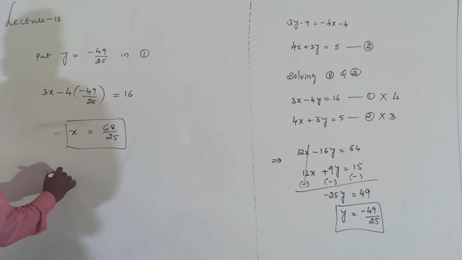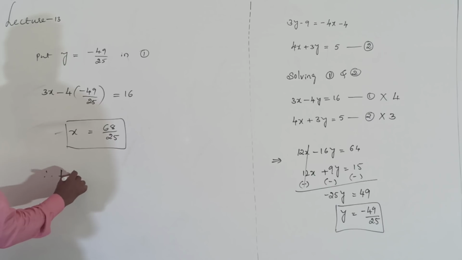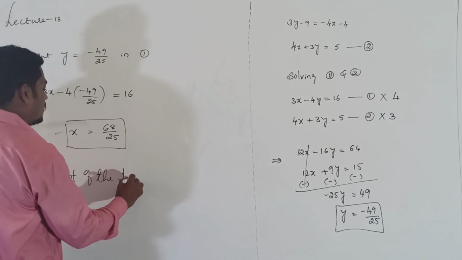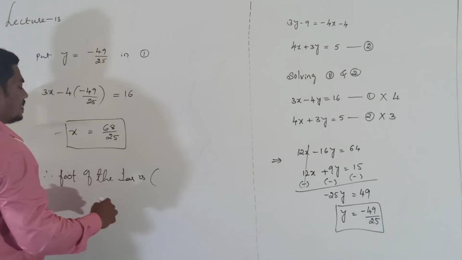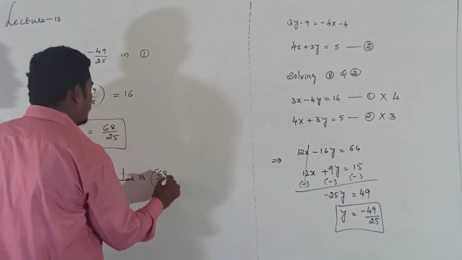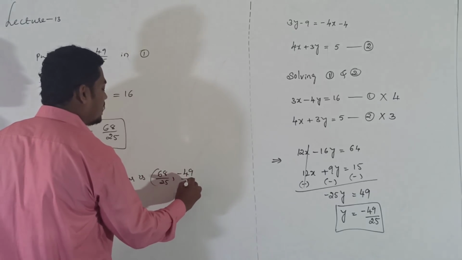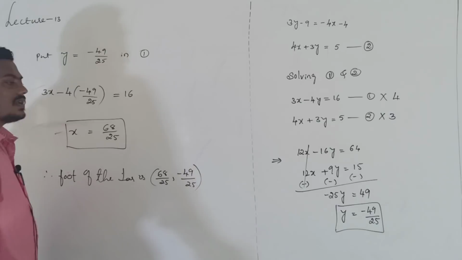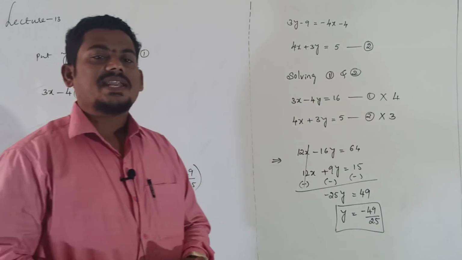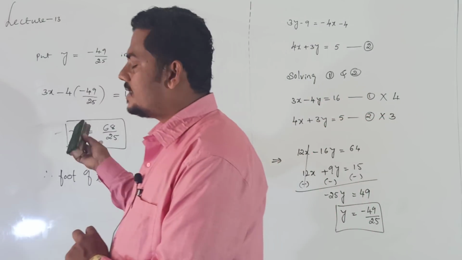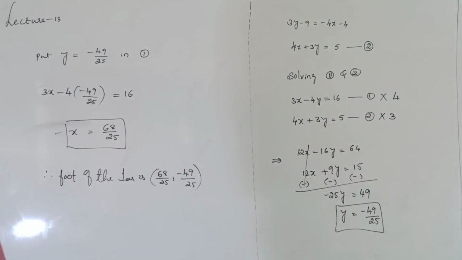Therefore, the foot of the perpendicular is 68 divided by 25 comma minus 49 divided by 25. This is our required answer. This question is very important for 3 mark, right? This is one of the important 3 mark questions.